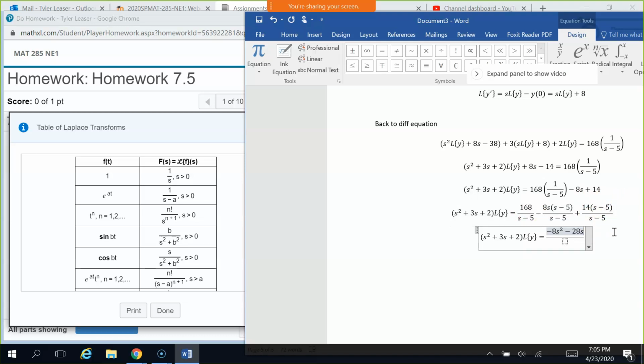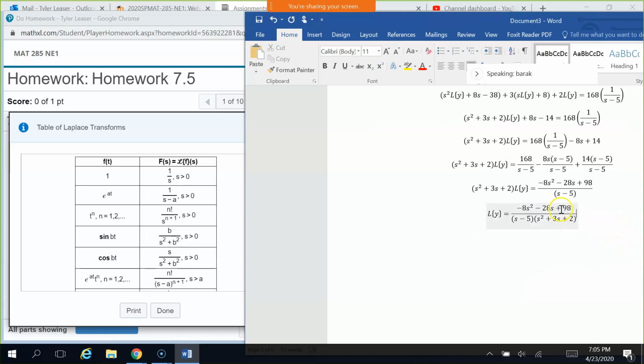I'll use my calculator real quick. 98. So we're just going to have a plus 98 on the end. That's going to be over just that s minus 5 for now. All right, last little part is we were trying to get that Laplace transform by itself. That's going to be dividing over that other awful looking thing. Okay, and then this was the stuff that we just saw in the last section.